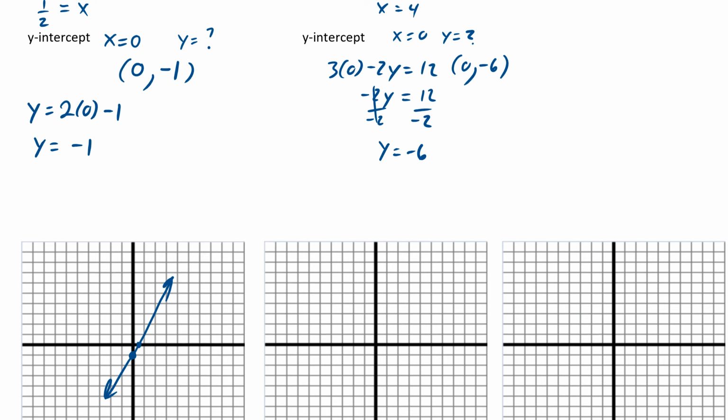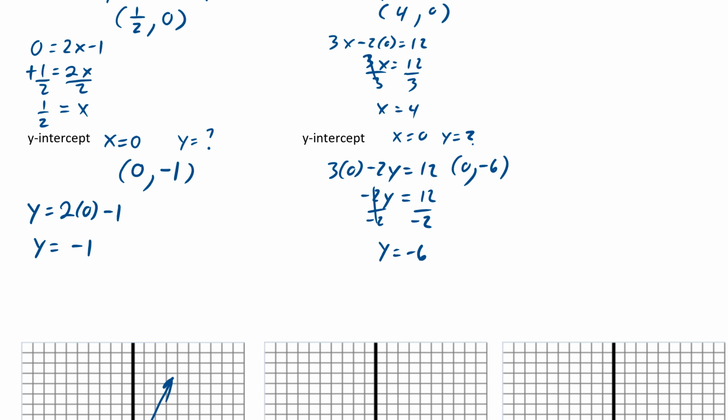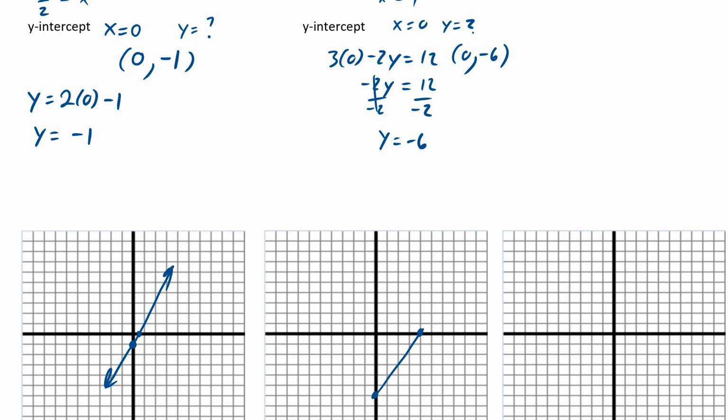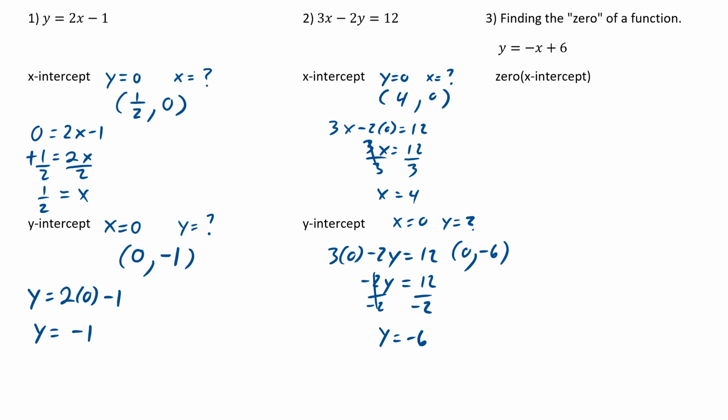So now if we graph it, we can use those 2 points. So 0, -6, and 4, 0. Verify them, yep. And we draw a line. And there you have it. So again, use Desmos to verify all of your answers.